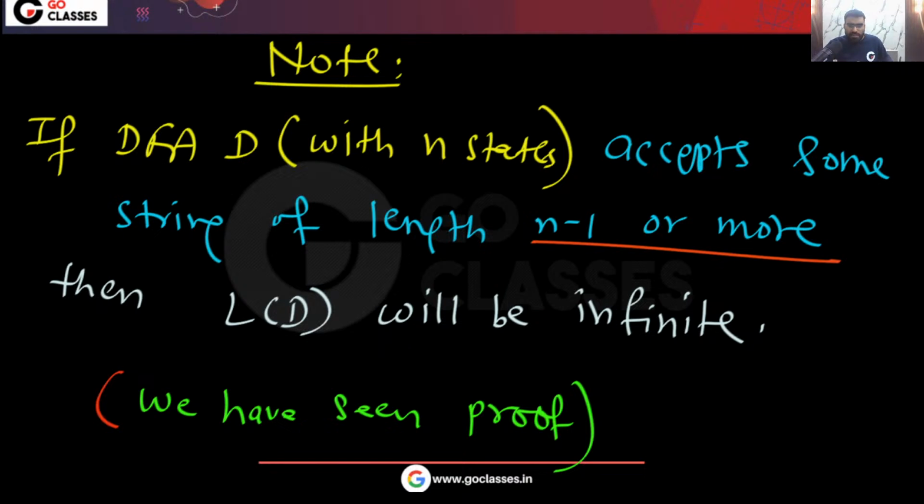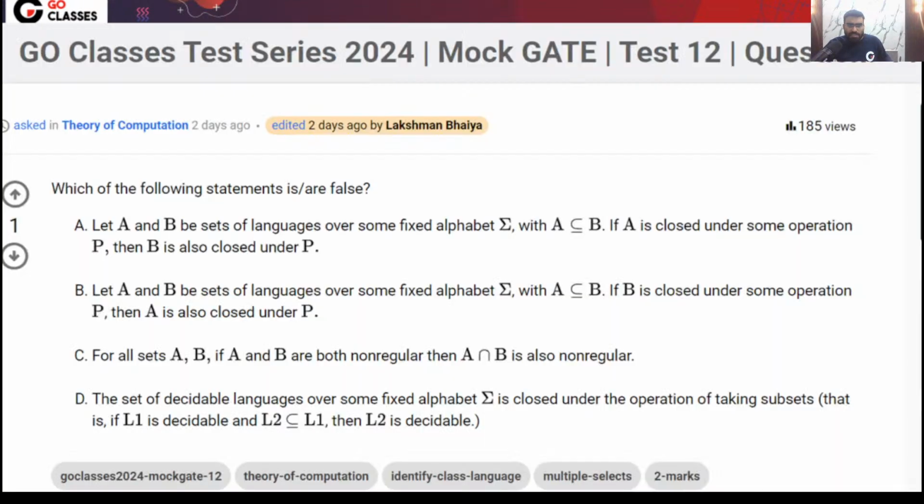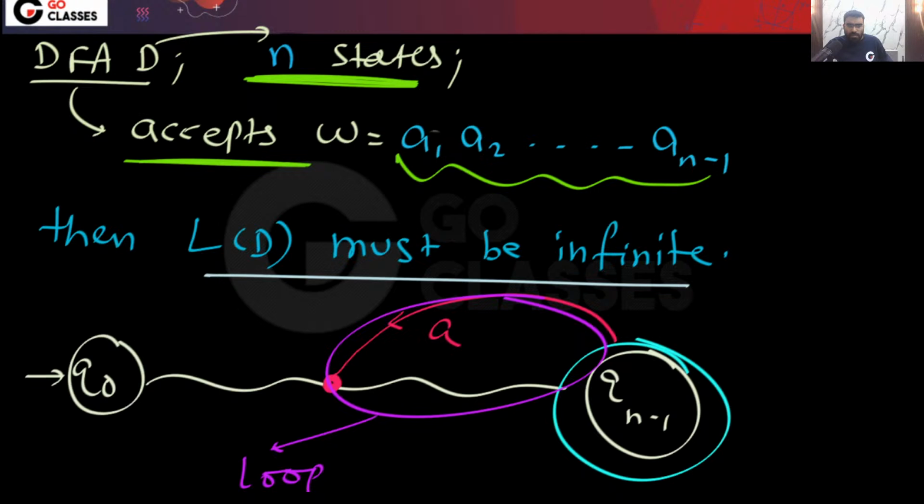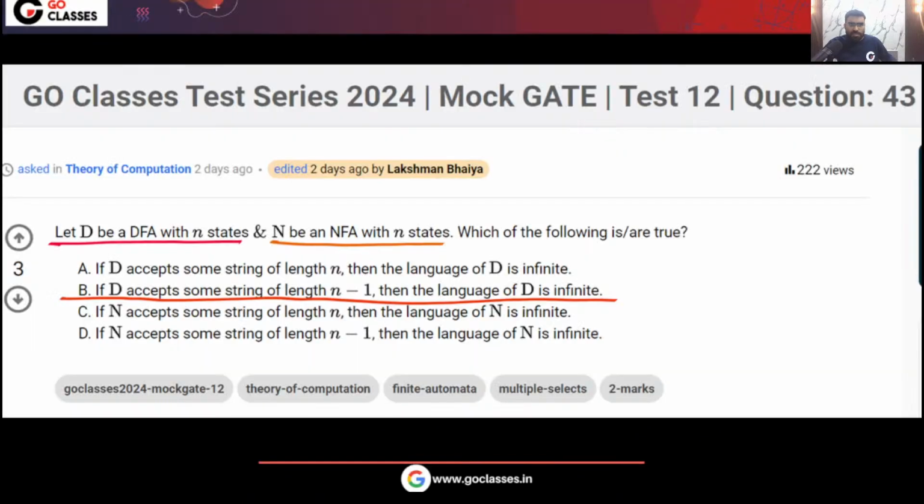To every student, is this point clear? This is a beautiful question. Let me know. So remember, option A is also correct, option B is also correct. If the DFA is accepting some string of length n, then the language will be infinite. Similarly, if the DFA accepts some string of length n minus 1, then also the language will be infinite. So both the statements are actually true. Option A, option B, both are true.